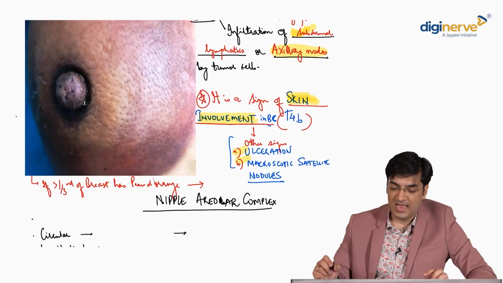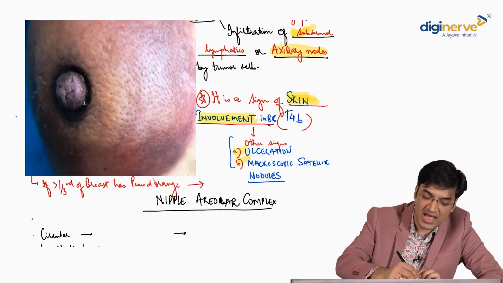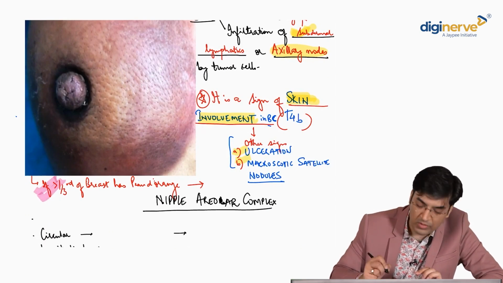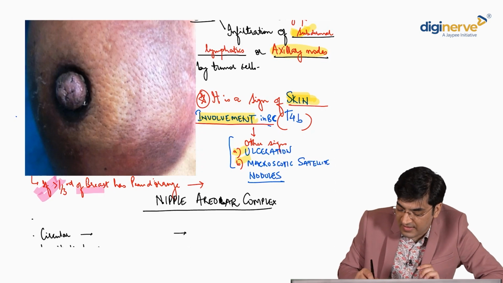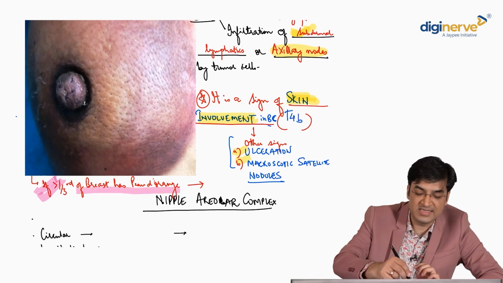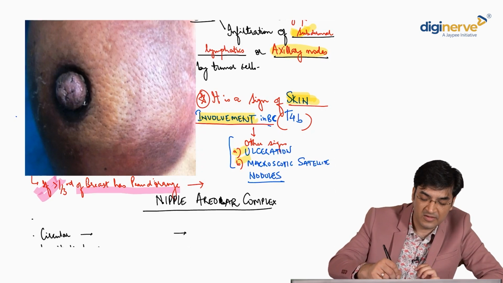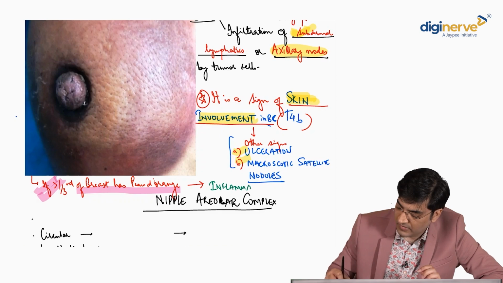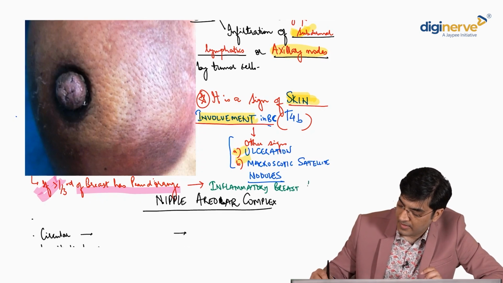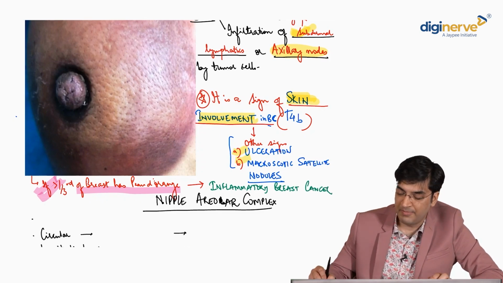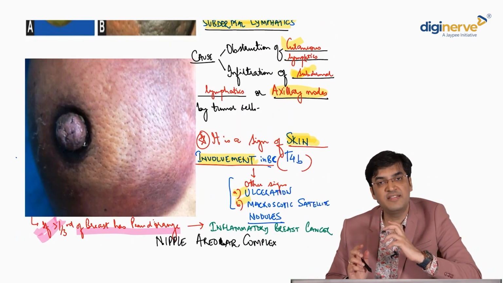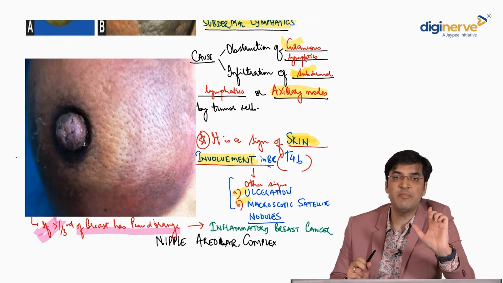Now, a question that was asked very recently: suppose one-third or more than one-third of the breast gets involved with a peau d'orange appearance, what is this condition? This is your inflammatory breast cancer. You can see the image here. There is a big chunk of the breast, more than one-third, which has been involved by the peau d'orange appearance, and therefore this is your inflammatory breast cancer.